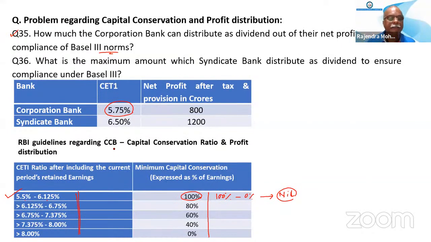Sir, in the question will the RBI guideline be there? Yes, this table will be given because it is very difficult to learn all these things by heart. Syndicate Bank is 6.50. 6.50 falls under the second category, 6.125 to 6.75. So it is 80%, means 20% they can distribute. So 1200 into 20%, that is 240, can be distributed as dividend. Okay, a simple 1 mark question can be asked for this. You can just see that these percentages have to be conserved. You cannot distribute them. The rest of the amount can be distributed.